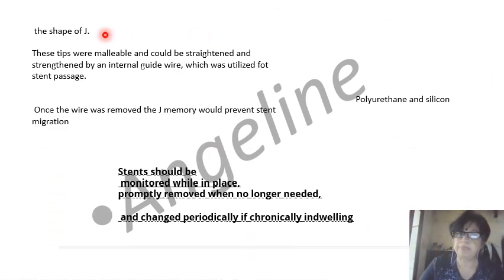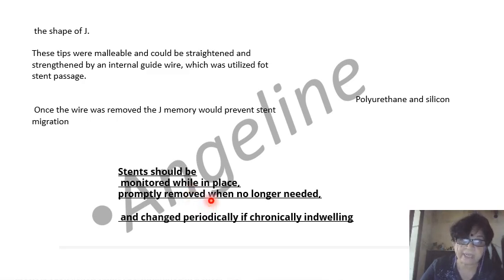Now, these are in the shape of J. They are malleable. They can be straightened out and pushed into the ureters. But they have to be removed at the appropriate time. So when you put stents, they should be monitored while they are in place.